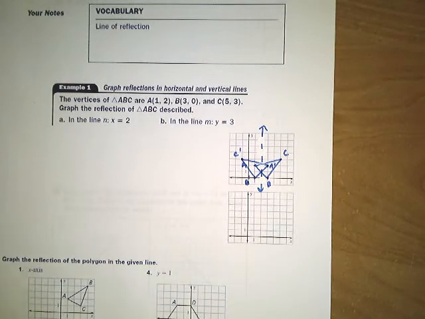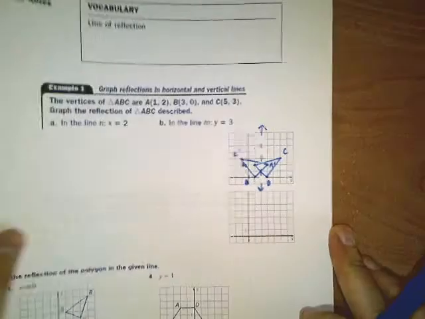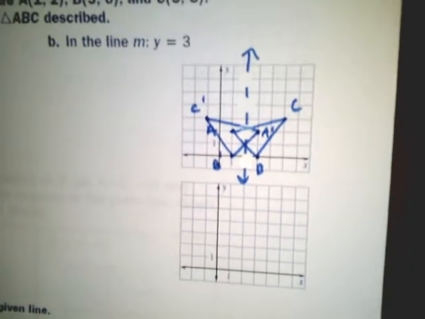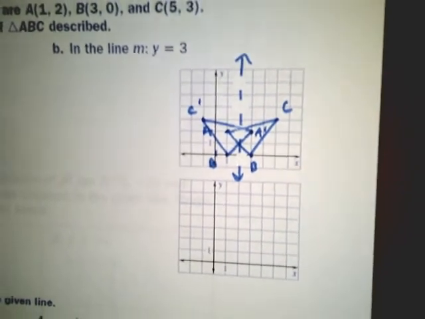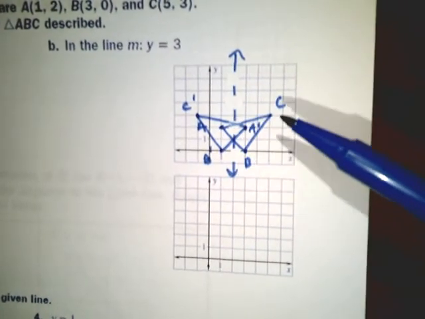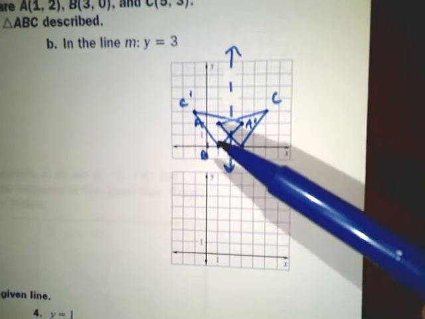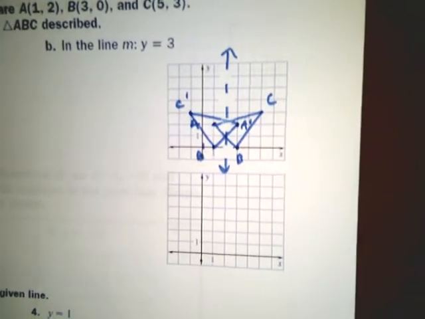And I said that oftentimes you get this butterfly effect across the line like that. This is called the pre-image, your ABC, and this is called your image, your A prime, B prime, C prime.